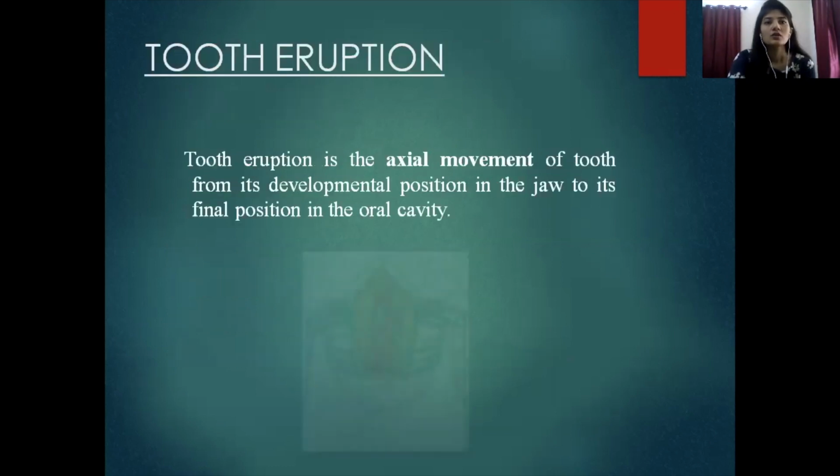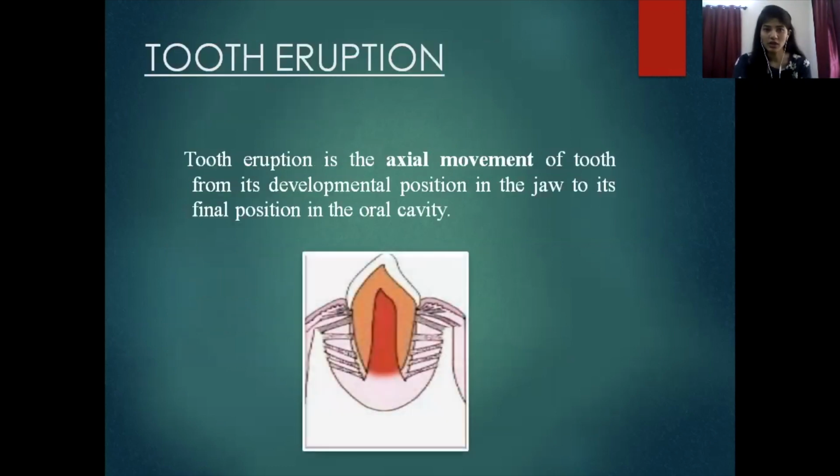Coming to the tooth eruption, it is an axial movement, that is, along the long axis of the tooth. From its developmental position, the tooth is going to erupt along its long axis to the position which is to be the final position in the oral cavity. This is the process of tooth movement from the starting of the formation of the tooth to its end position in the oral cavity.